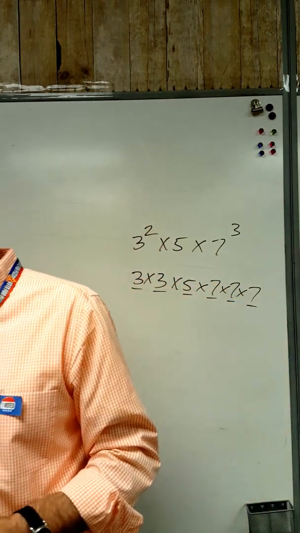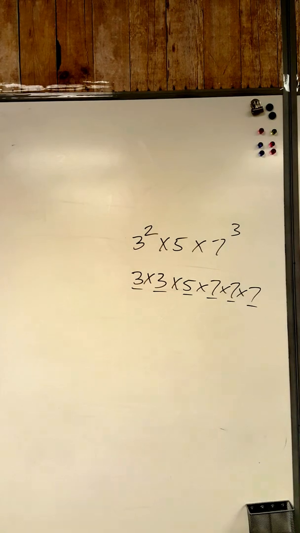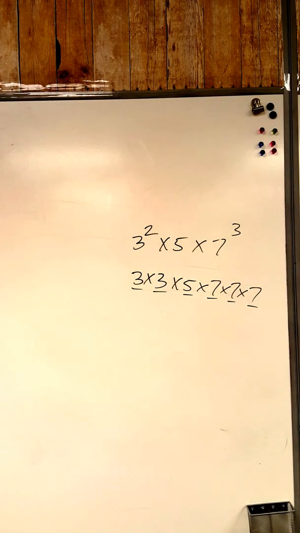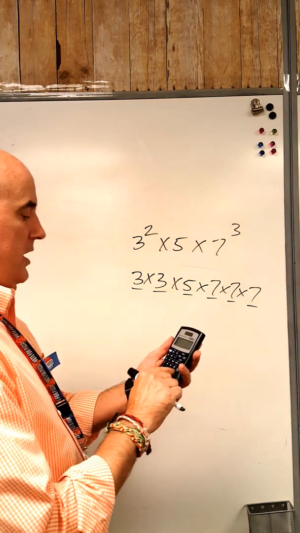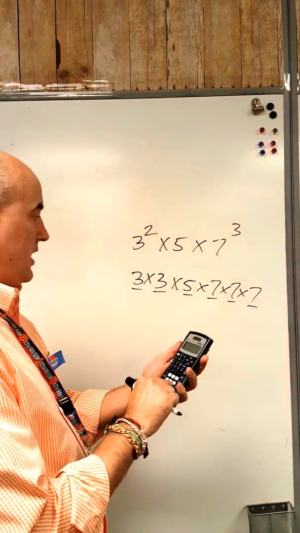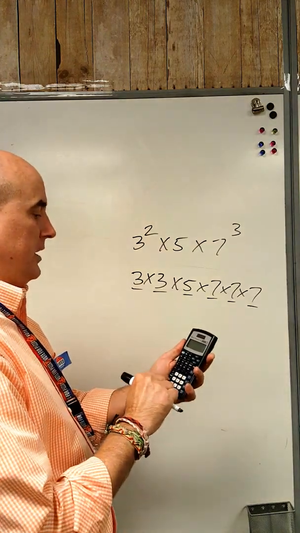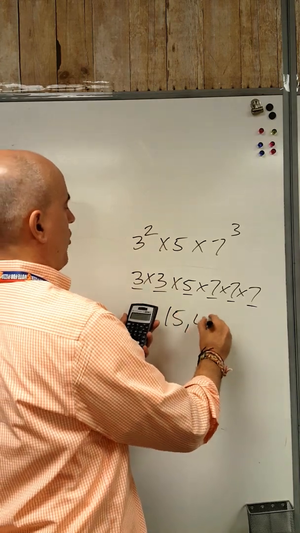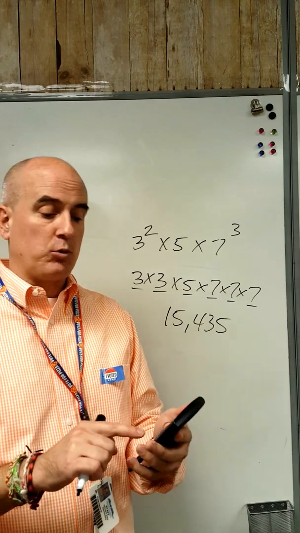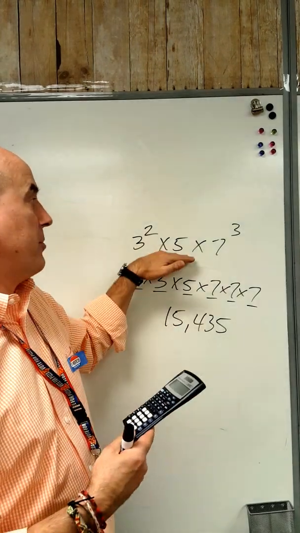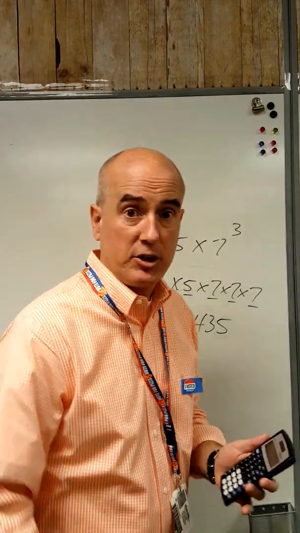And I'm not sure what the answer to that is, so I'm going to grab my calculator. 3 times 3 times 5 times 7 times 7 times 7. 15,435. So again, students are going to be able to use their calculator on this as well. The idea is, can they turn this number into this number and then multiply it out? Because that's what they need to be able to do.